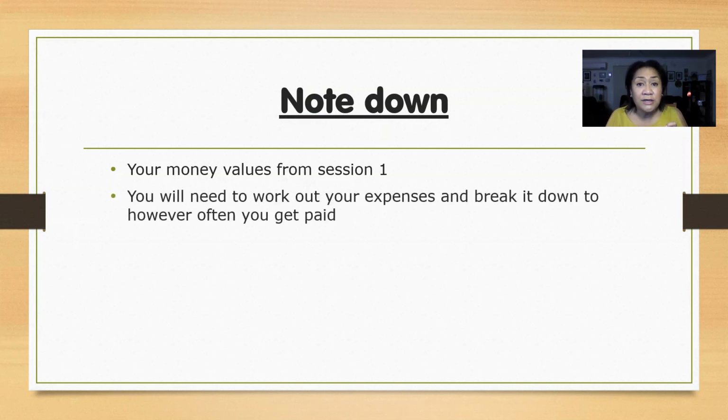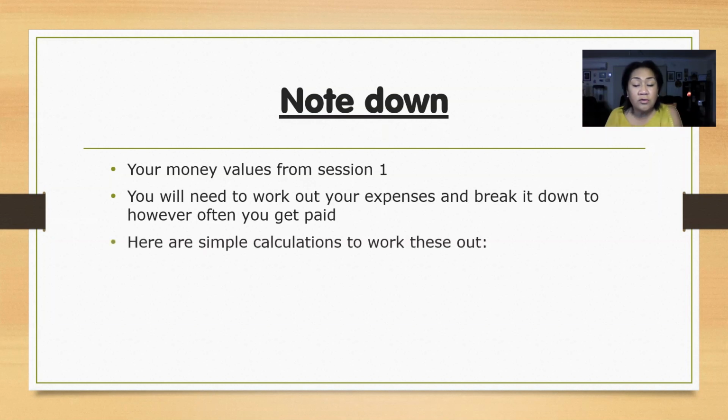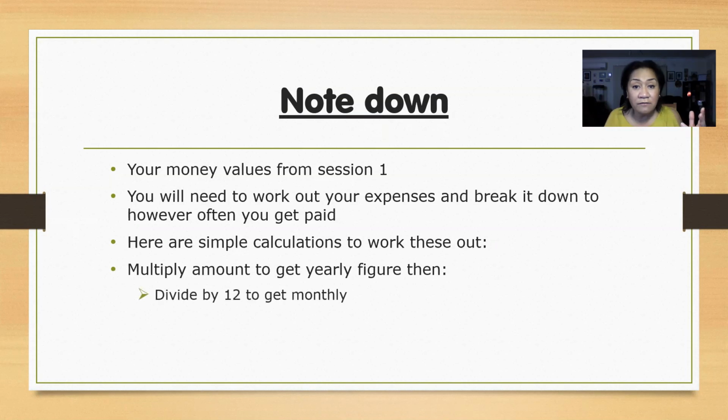You're also going to need to work out your expenses based on however often you get paid. The reason for that is, if you have a quarterly bill, one that comes out once every 3 months, multiply it by 4. So convert it to a yearly figure and then divide it by the number of times that you get paid. So if you are paid monthly, it's divide by 12.